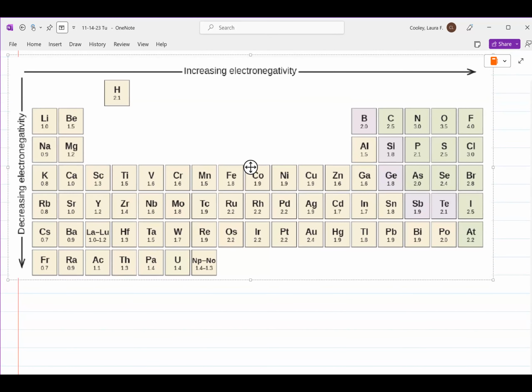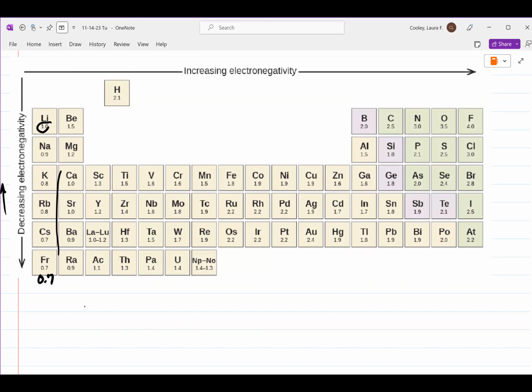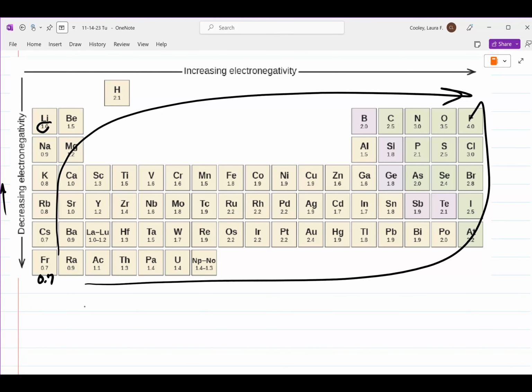Okay, so this is the electronegativity chart, and I will always give you this chart. This is not something you have to memorize at all, but you can see the trend here. You're starting at 0.7 in electronegativity, and as you go up in this direction, you're increasing electronegativity. Lithium is 1. And as you go across the periodic table, these numbers are getting higher. So the numbers are increasing like this and like this.